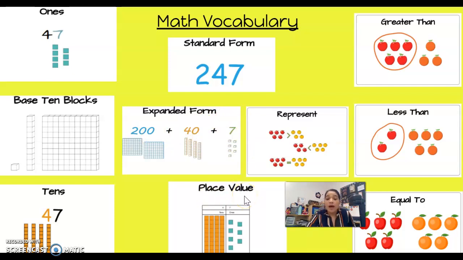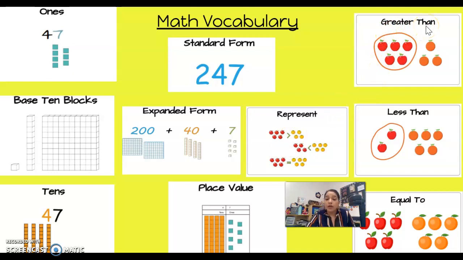Place value helps us know the worth of the number, and also helps us see how many tens and ones a number has. So in the number 47, there are 4 tens and 7 ones. Represent. When we are representing a problem or an equation, we are able to use the greater than, less than, or equal to sign.